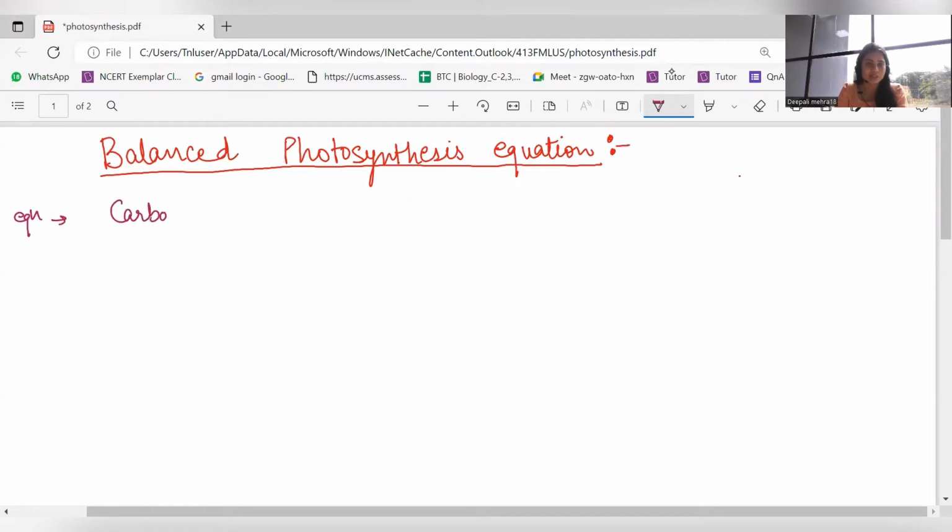So yeah, carbon dioxide plus water give us glucose plus oxygen. Right? अब हम इनका केमिकल फॉर्मूला लिखेंगे.